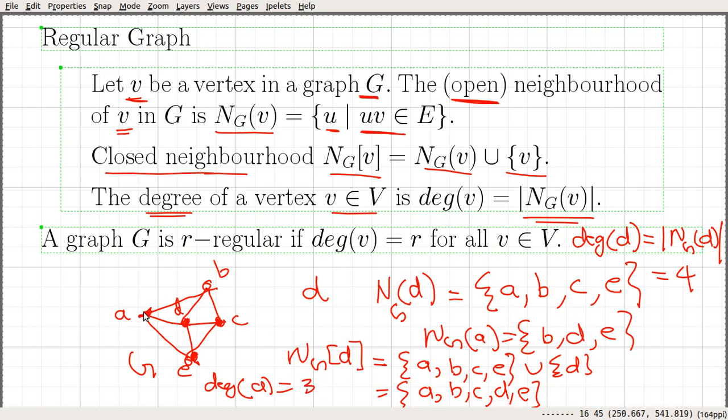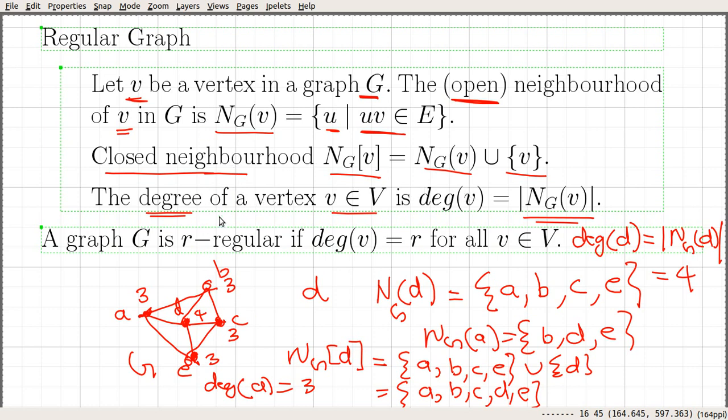Let me write the degrees above each vertex. If you consider A, the degree is 3. If you consider B, the degree is 1, 2, 3. If you consider C, again the degree is 3. And if you consider E, the degree is 3. And if you consider D, the degree is 1, 2, 3, 4. So this is how we define the degree of a vertex.